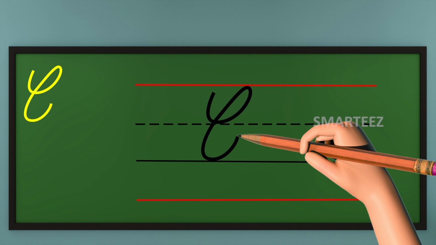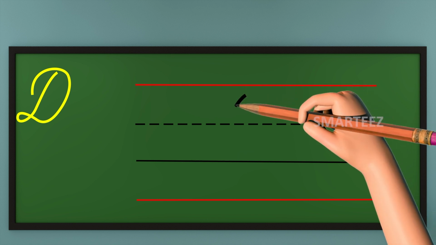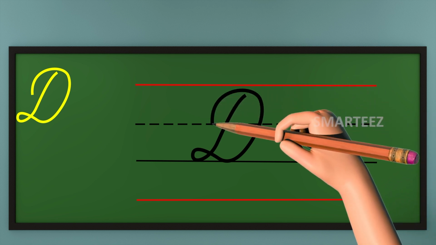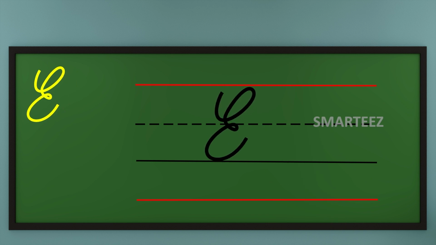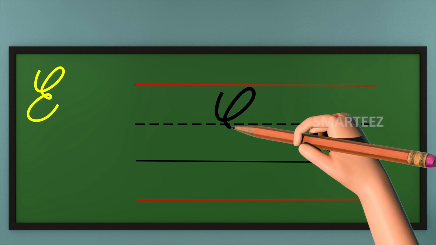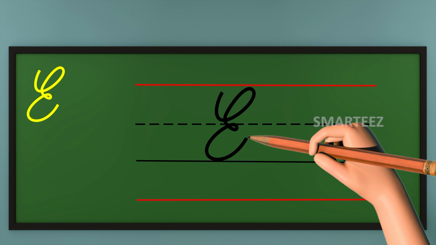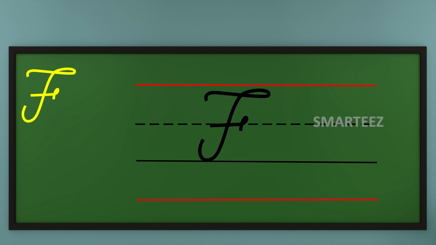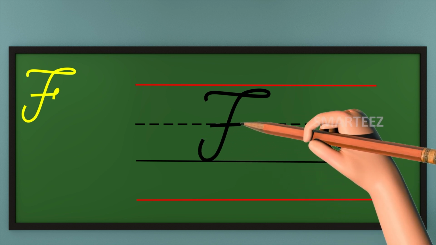Okay, the next character is D. You write D like this. Okay, the next character is E. You write E like this. Okay, the next character is F. You write F like this.